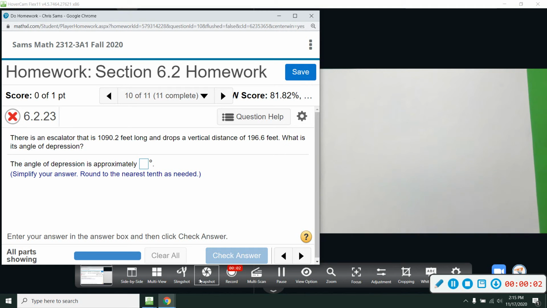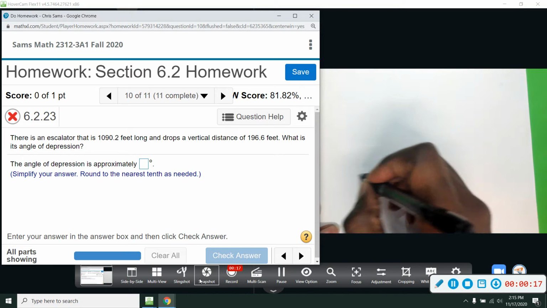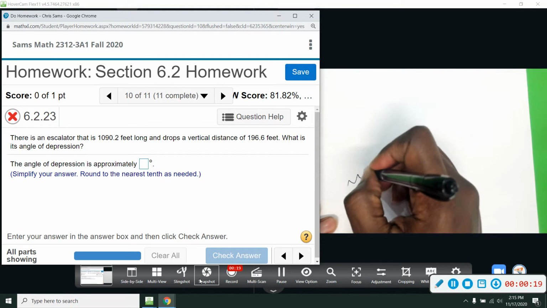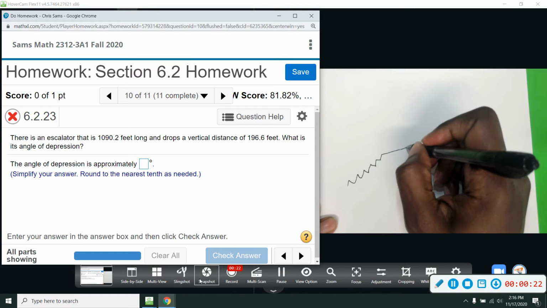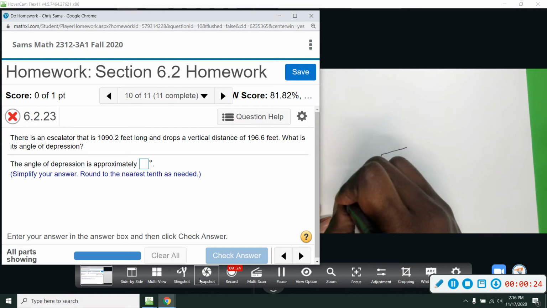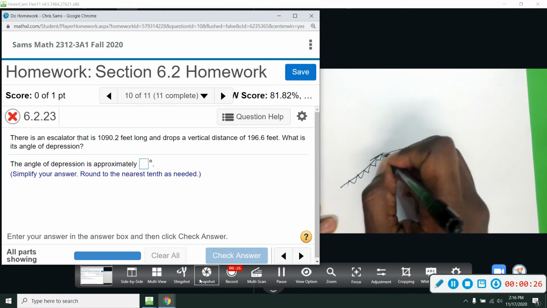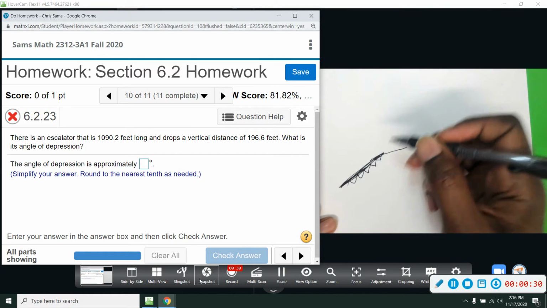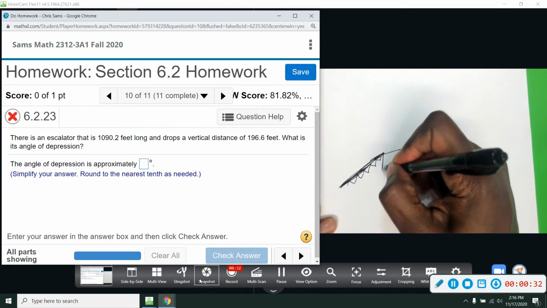All right, number 10, an escalator that is 1,090.2 feet long drops a vertical distance of 196.6 feet. What is the angle of depression? All right, so we have an escalator, kind of like some stairs going up, whatever. And they're telling us how long it is. So how long is going to be the slant height?